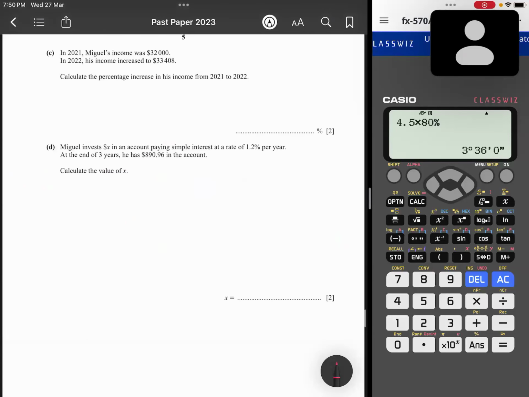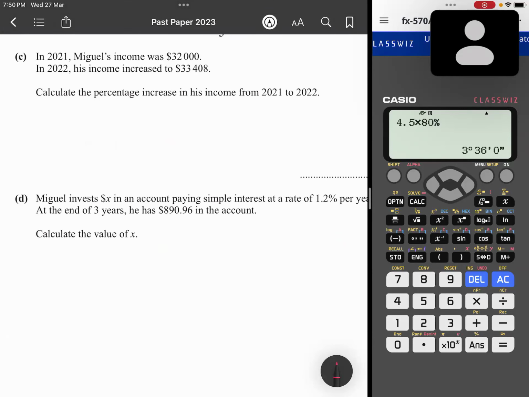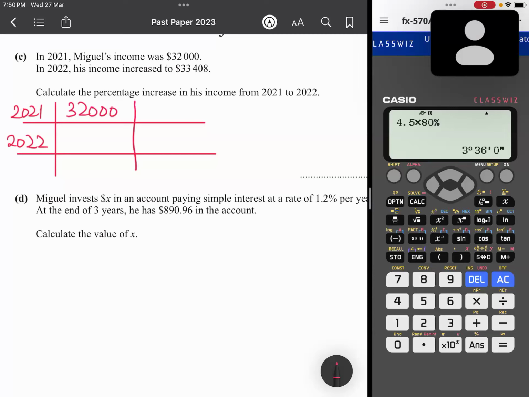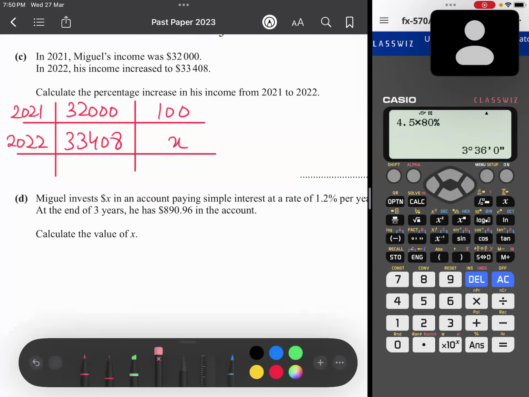Last question for today. In 2021, Miguel's income was 32,000. In 2022, his income increased to this much. Again, you can use this one or the percentage increase formula. That is your choice. I will sum up the lecture as well, okay? So don't leave the class. 33408. In 2021, 32,000 would be 100%, and that would be x. So we will find out the x.